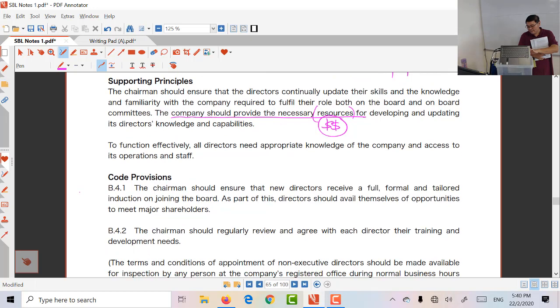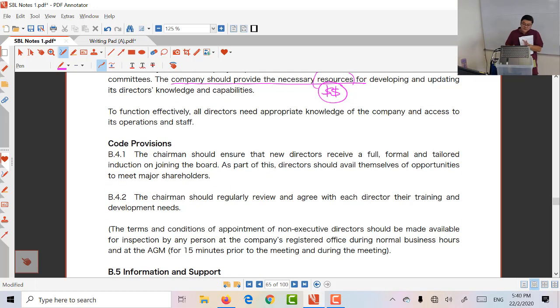Okay, looking at the provision of the code, it says that the chairman should make sure directors receive the induction. So the chairman is the one that's expected to do that. Chairman, make sure that the new director receives induction. Now, induction is full, formal, and even tailored. Meaning you expect different directors' induction programs can be very different because of their background, their understanding, their level of knowledge, so you must adjust it.